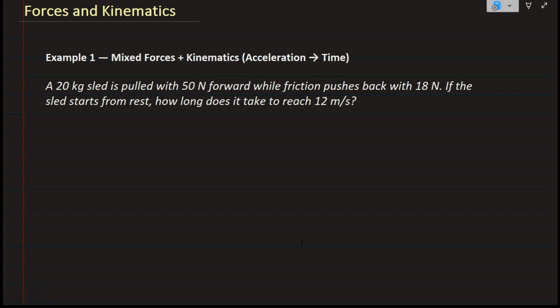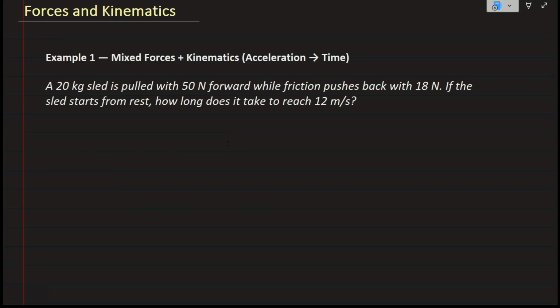Forces and kinematics. We're going to use dynamics and kinematics together. Kinematics is the study of motion, and forces is how it moves. We're going to go through a few questions. These questions are a little bit more involved because we are bridging between dynamics and kinematics.